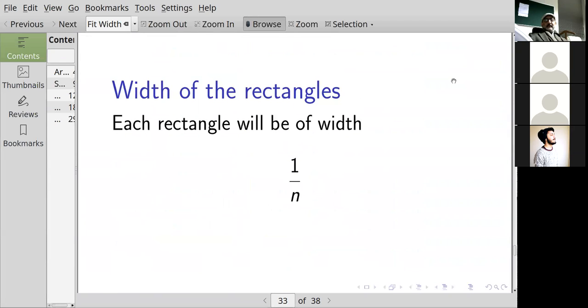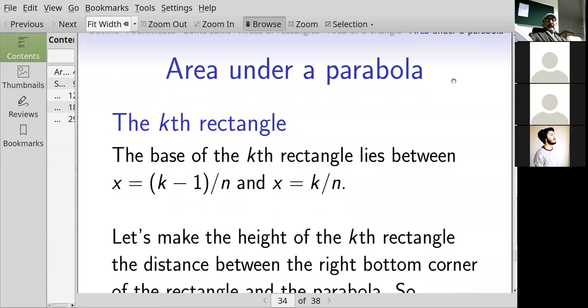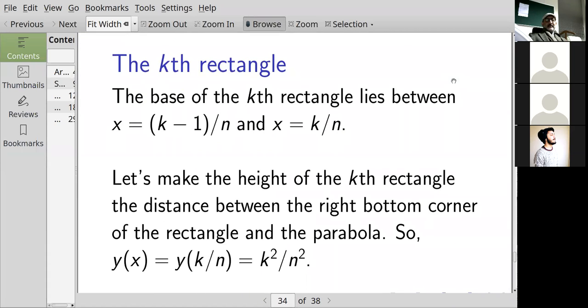All right. So if we agree that the width of each rectangle will be 1 over n, the base of the kth rectangle runs between k minus 1 over n and k over n. Now we have to decide how tall the rectangle is. We've worked out its width. How tall is the rectangle? You pick any point on the subinterval, and then you draw a line up until it hits the curve y equals x squared, and that's the height of the rectangle. So let's decide that that point is going to be this corner, k over n. That's the right endpoint of the subinterval.